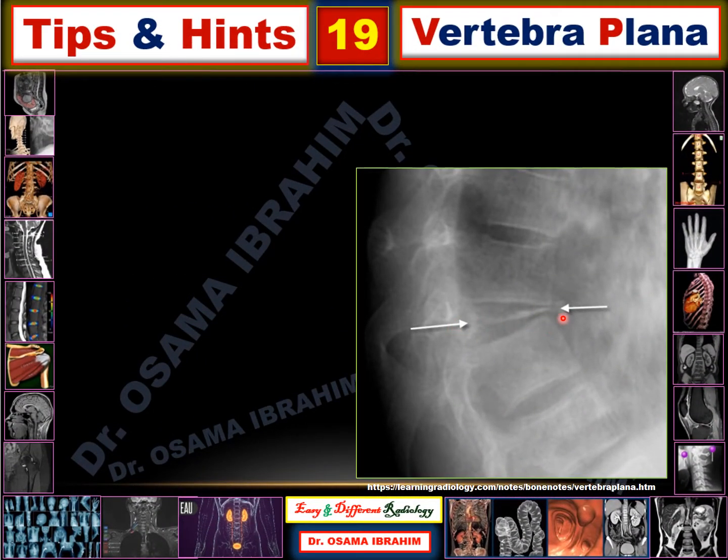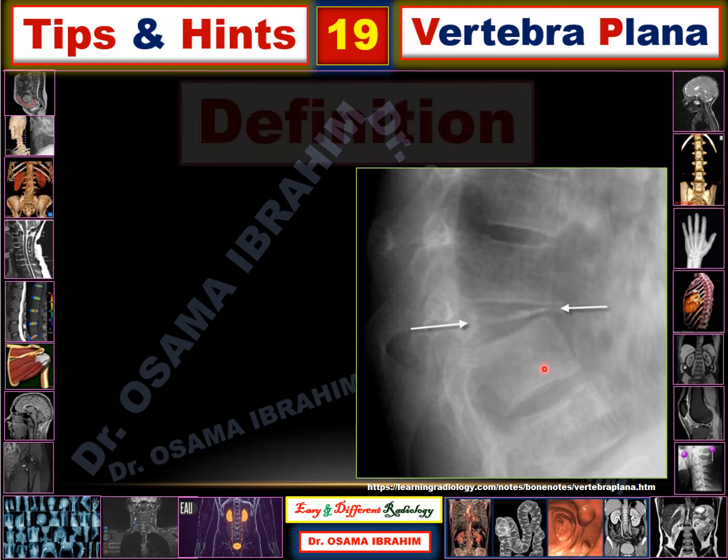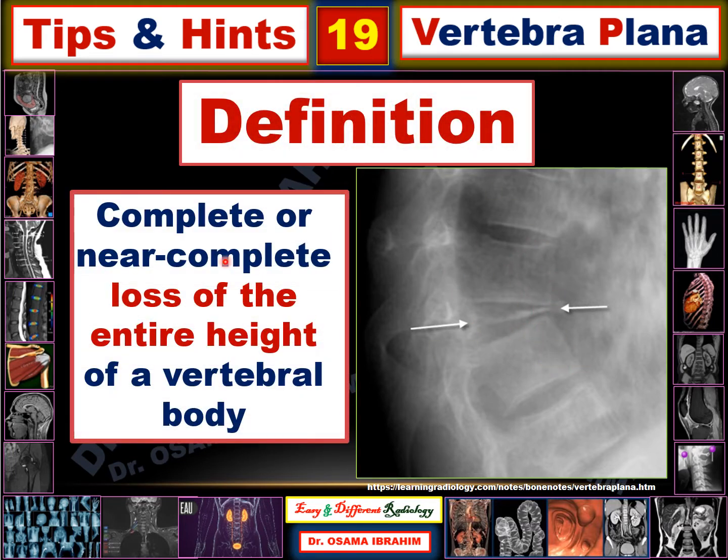Vertebra plana is a vertebra which appears flat in shape, not rectangular like the vertebrae above and below. The definition of vertebra plana is a complete or near complete loss of the entire height of the vertebral body, like this lateral view X-ray image, which can be described as vertebra plana in our report.